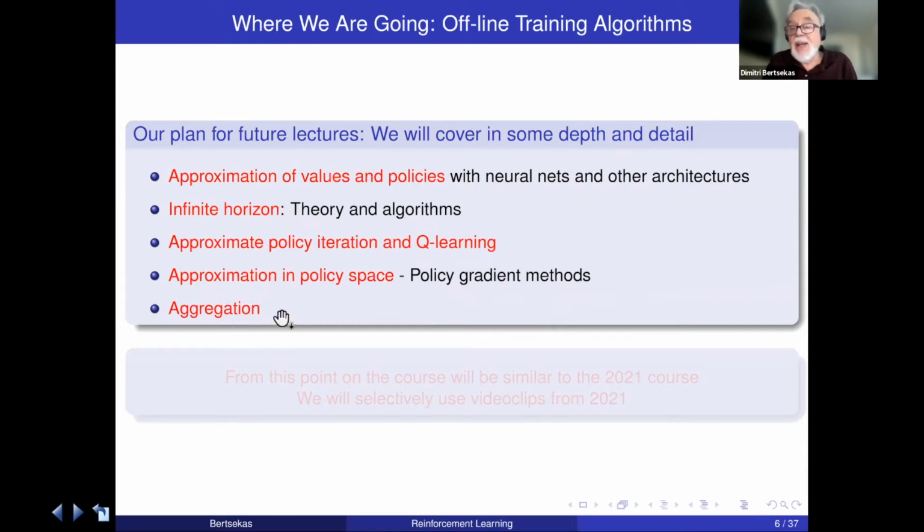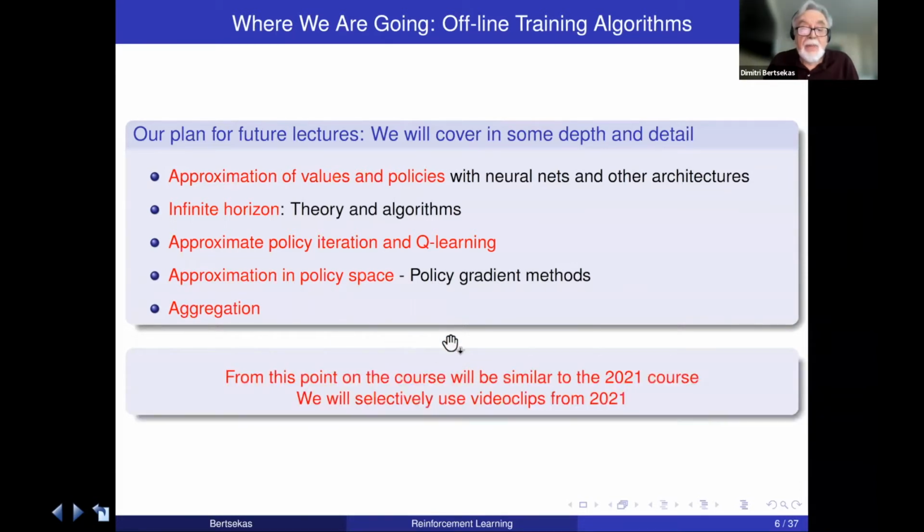Finally, we're going to talk about aggregation, which is approximation in value space, but of a special type, and has special properties, and we're going to devote 1 lecture to that. Now, if you compare what we're going to do with the 2021 course, it's going to be pretty similar. So if you want to read ahead or view ahead, you may look at the slides and the video clips from the 2021 course.